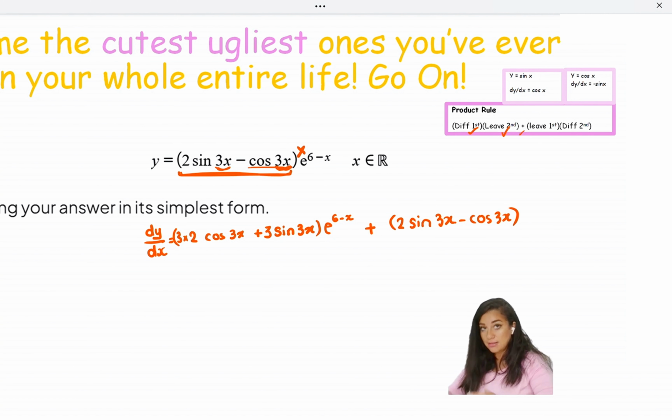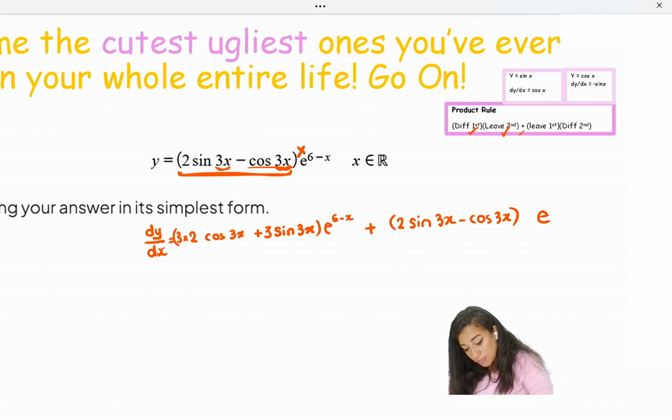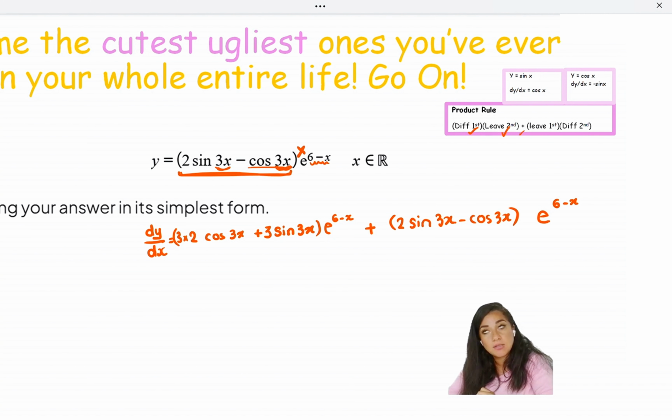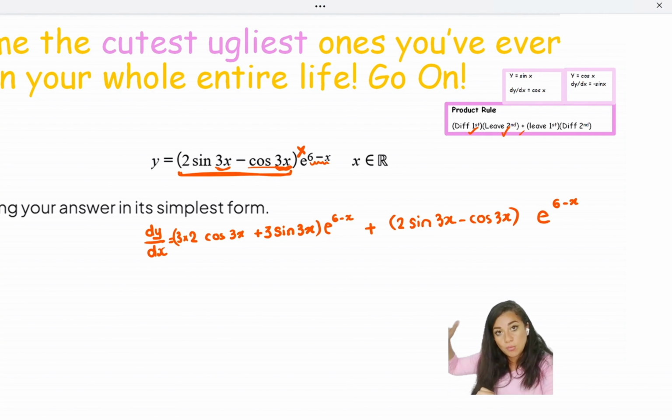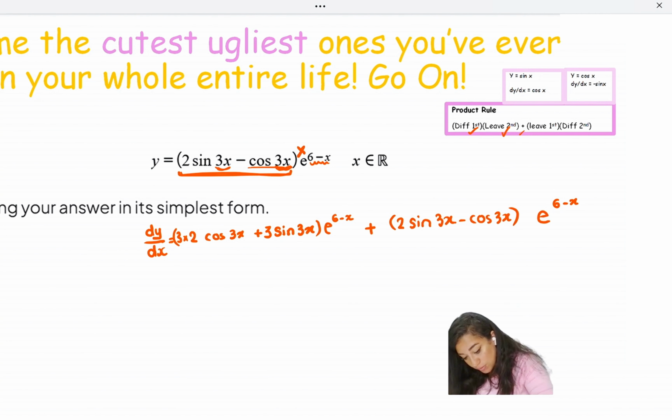So let's do the outside. If I differentiate the e function, I just get e to the power of 6 minus x. Now I need to differentiate the inside. If I differentiated 6 minus x, what would I get? 6 would go away. Minus x will be minus 1. So I have to multiply it by minus 1. Where should I put it? Here or there, it doesn't matter. Times minus 1 times e, which is going to make that minus.